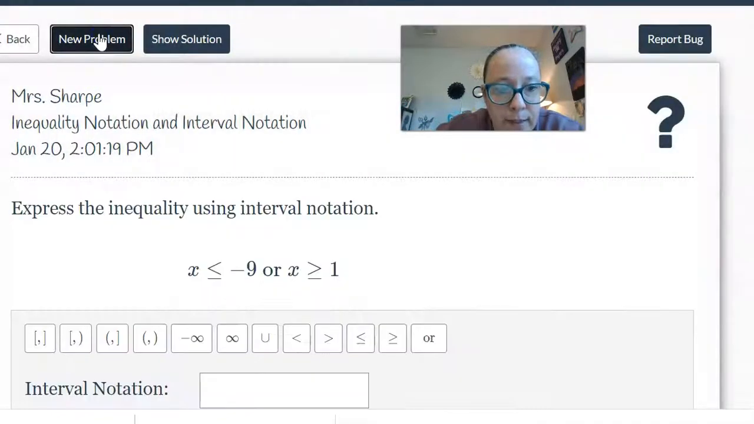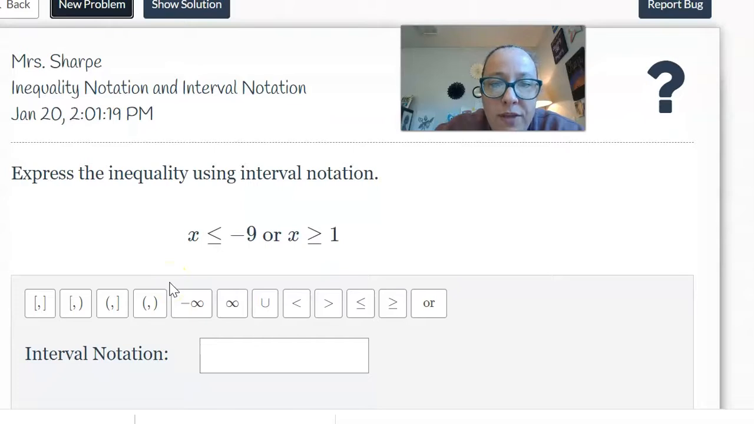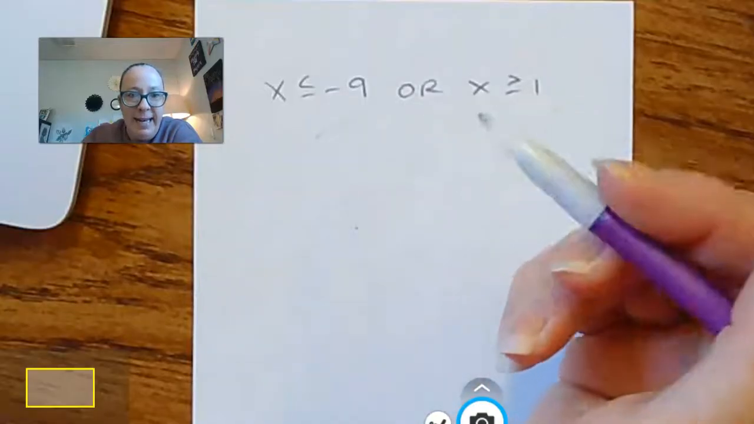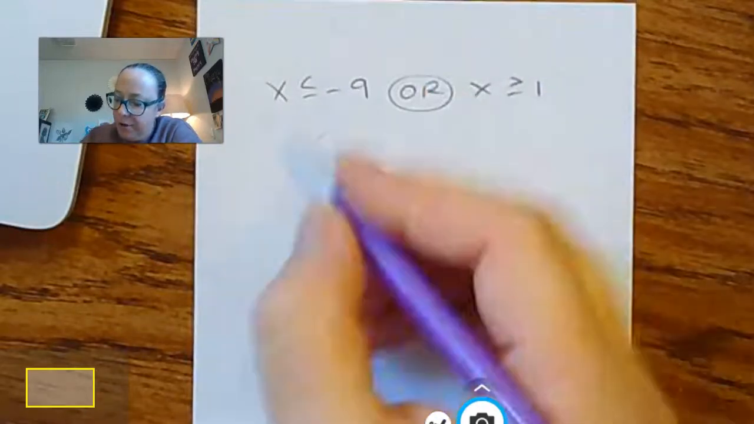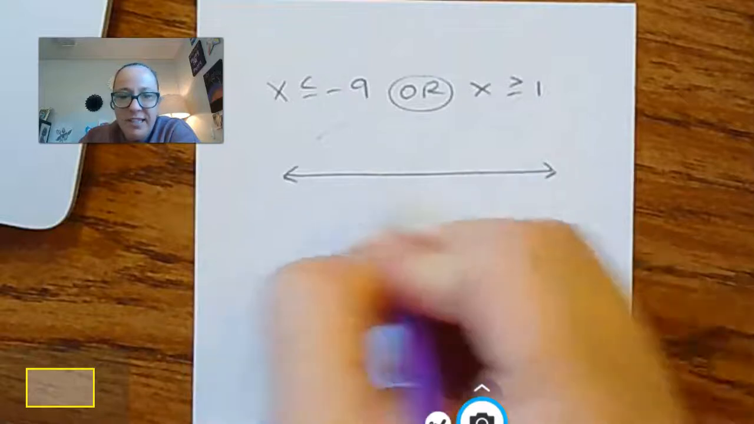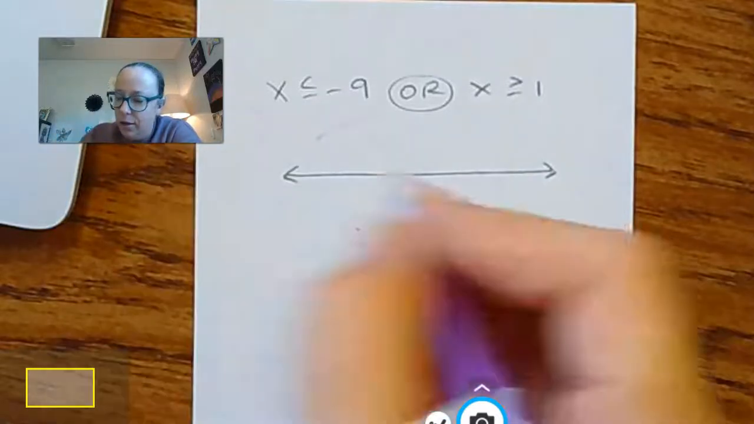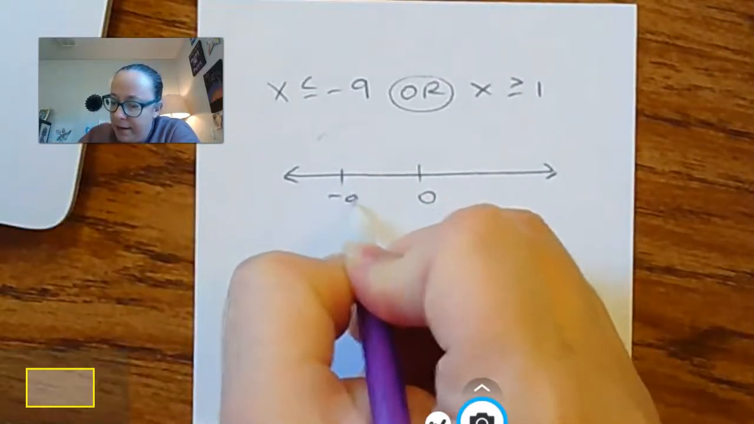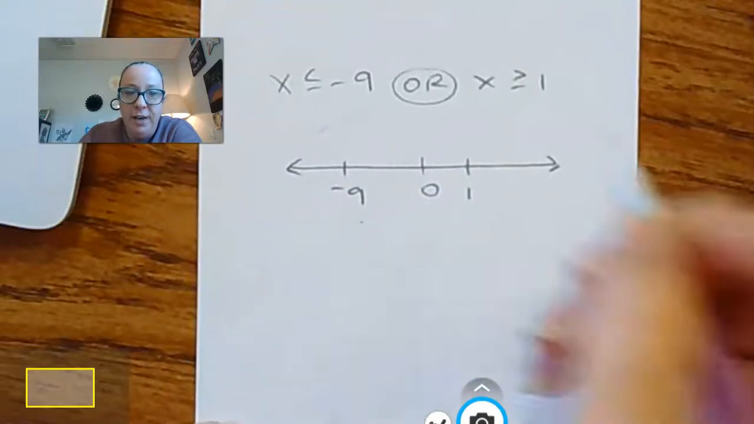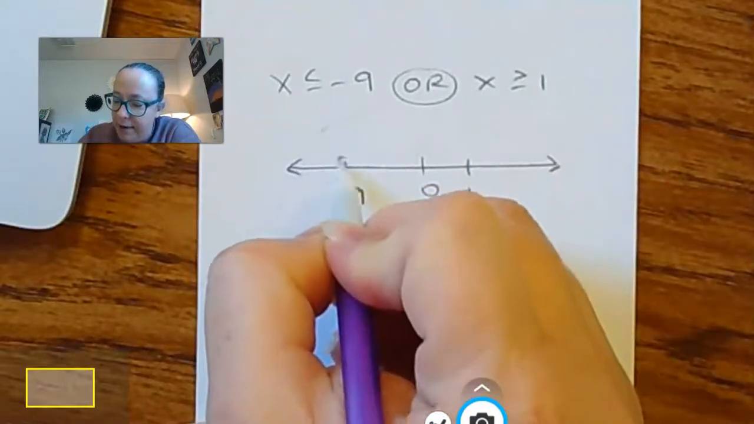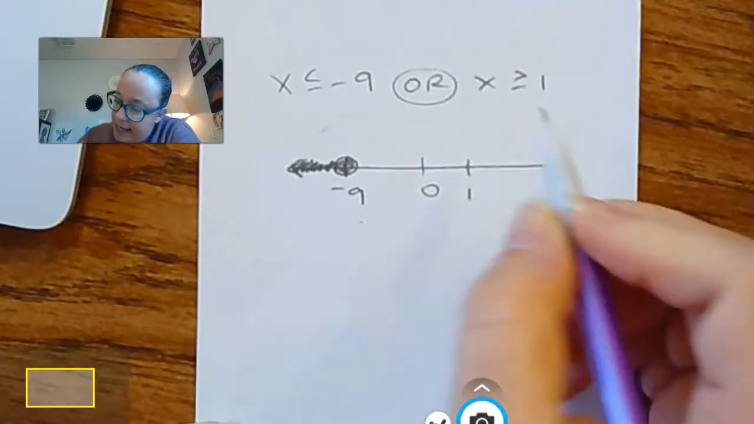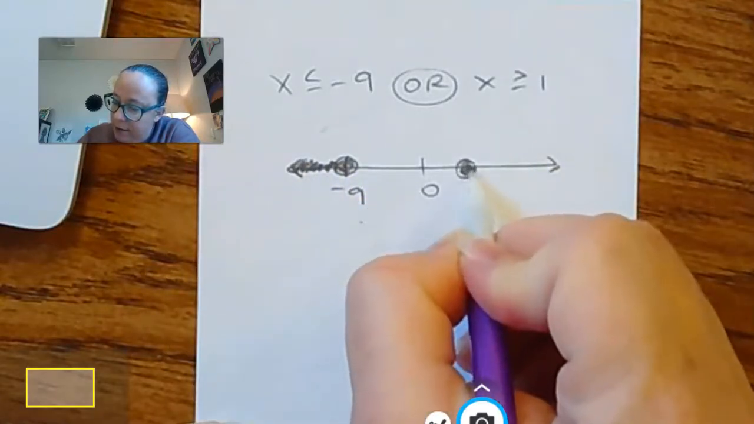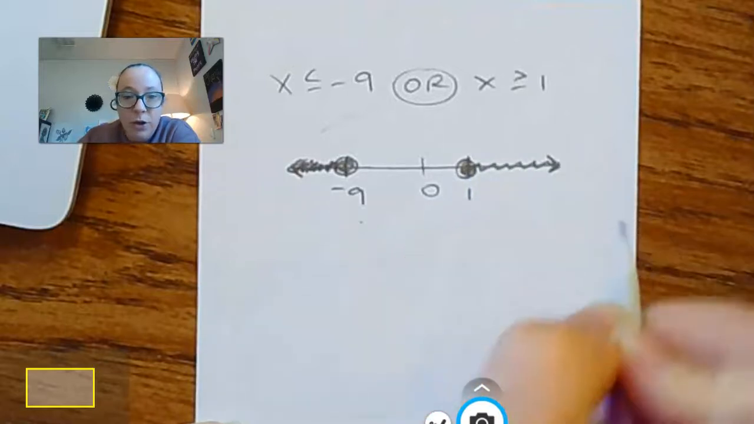Okay. Now this one's different. Think about what the graph would look like. I got my handy dandy document camera. And this is an or, so they run away from each other. So if I were to graph this on a number line, now I don't sit here and draw all the tick marks, and you wouldn't have to either. I would want 0, and then the numbers that are in question. Okay, so x is less than or equal to -9. That would go this way. And then x is greater than or equal to 1. Closed circle, it would go this way. That's what the graph would look like.